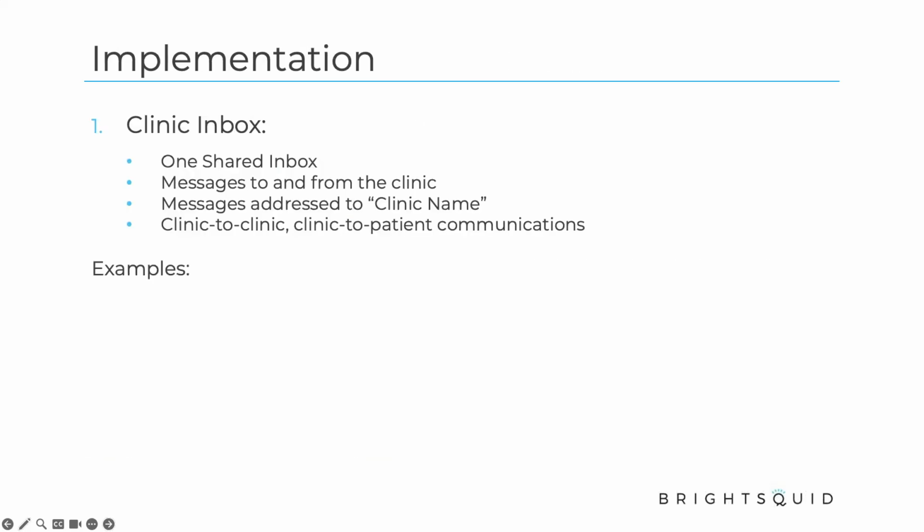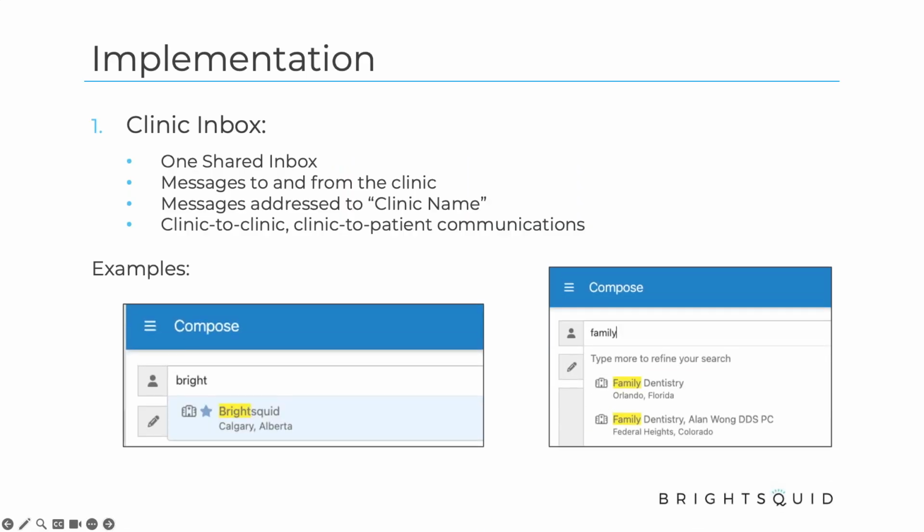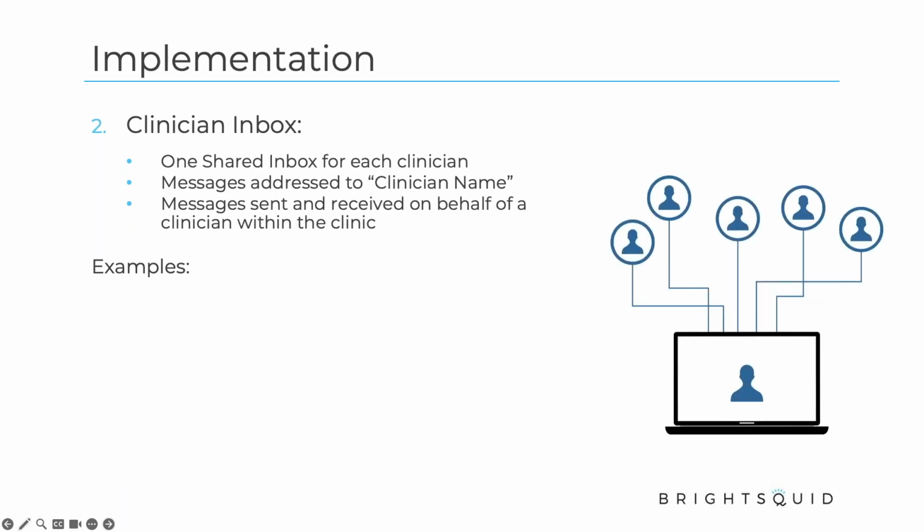So the first implementation of shared inbox is clinic inbox. One shared inbox, messages go to and from the clinic. Messages can be addressed to the clinic name. So here's some examples. I went into the compose screen and typed in Brightsquid. That message will show up at the Brightsquid shared inbox. Same with family dentistry in Orlando, Florida. If I select that organization, the message will go to the clinic's shared inbox.